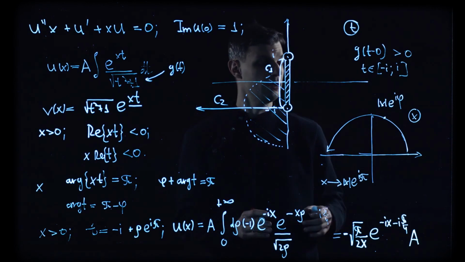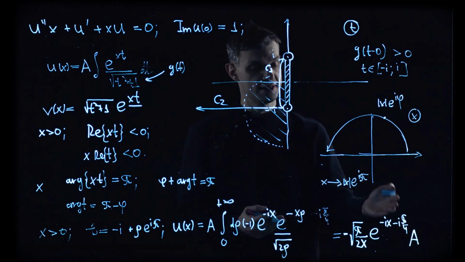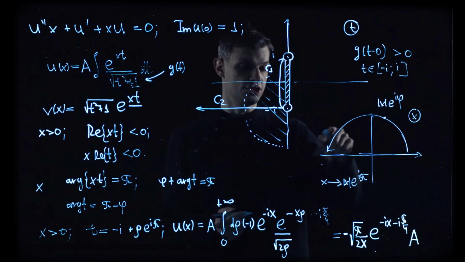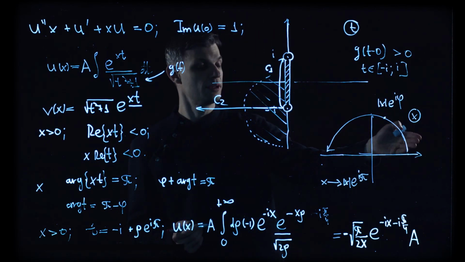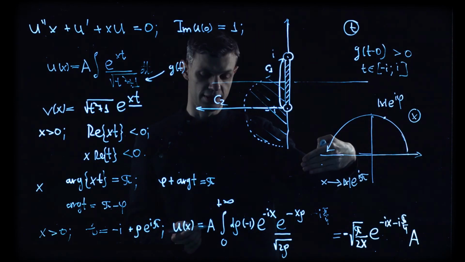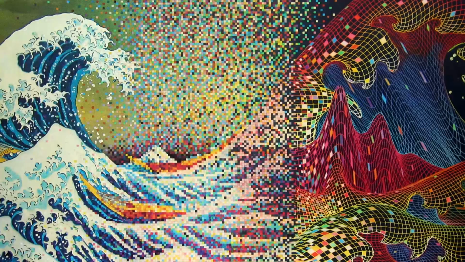Right, so now let's see what is going to happen with this asymptotics when x changes from big positive values to big negative values.